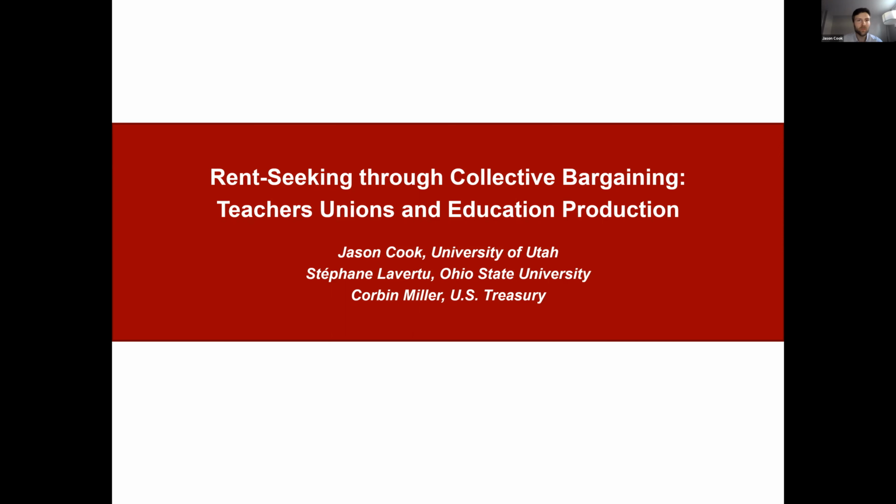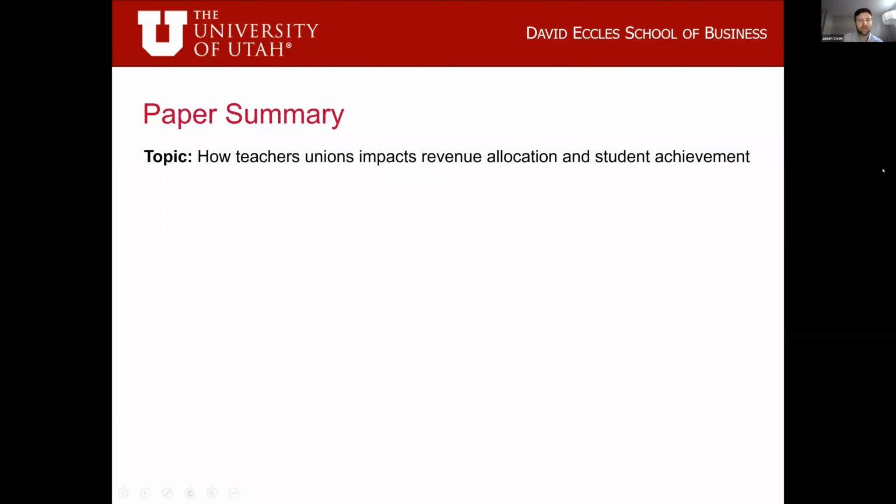This is joint work with Stefan Lavertu at Ohio State and with Corbin Miller at the US Treasury. And I know that everybody's time is valuable, so I'm going to just give a slide that goes through the paper. In case you leave early and miss the punchline, you'll get it now. So what we're doing here is we're studying how teachers' unions impact the way that school districts allocate their revenue, and also ultimately what happens with student achievement as a result.